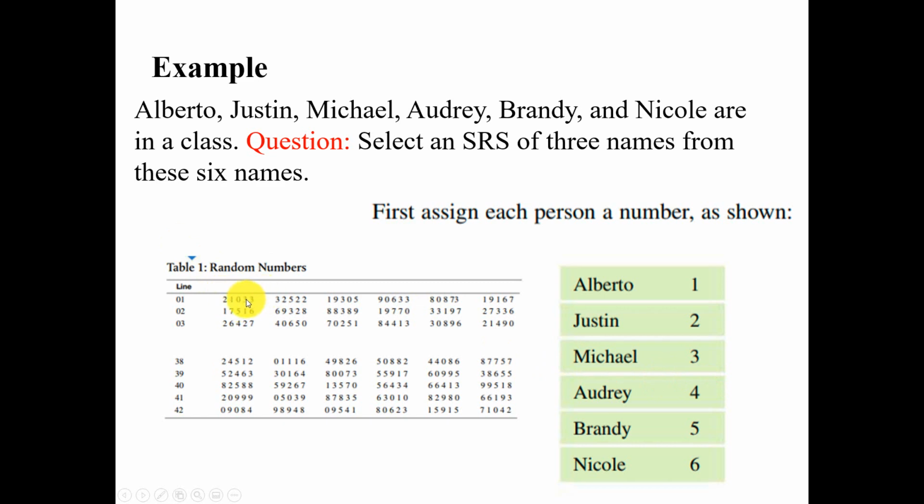But let's say we wanted to pick 4 people. Well, there's a 3 again. We can't pick Michael again because simple random sampling says not to select someone again since they're already selected. Oh, a 3 again, can't draw them. 2, we already picked Justin. 5, okay, then we get Brandy. So that would be our SRS of 4 people.